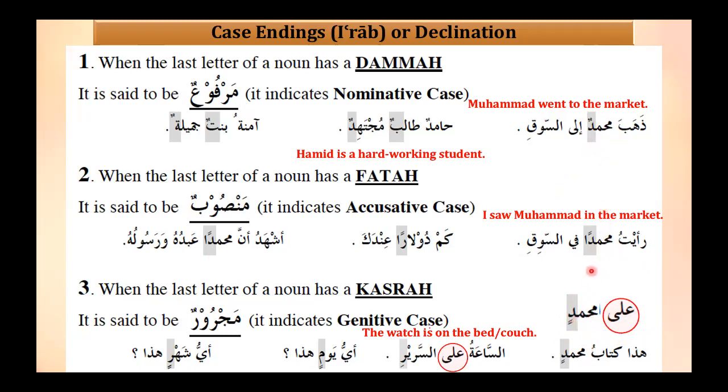The function that it's playing in the sentence determines whether it's going to have the dhamma, the fatha, or the kasra. In another example, we see here, As-sa'atu ala sariri, the watch. Ala means on, it's a preposition. The watch is on the bed or the couch. As-sariri can mean either the bed or the couch. So you can see how this is as-sariri with a kasra over here. The reason it has a kasra is because a preposition came before it. So that's all that you're trying to understand.